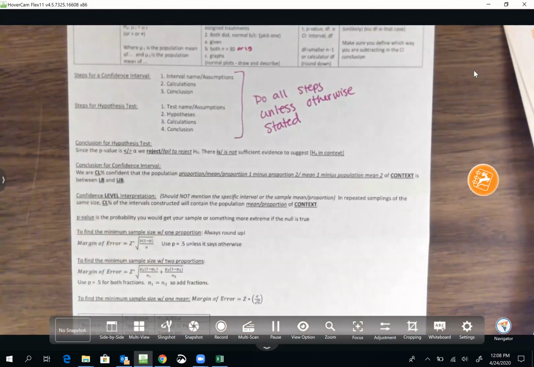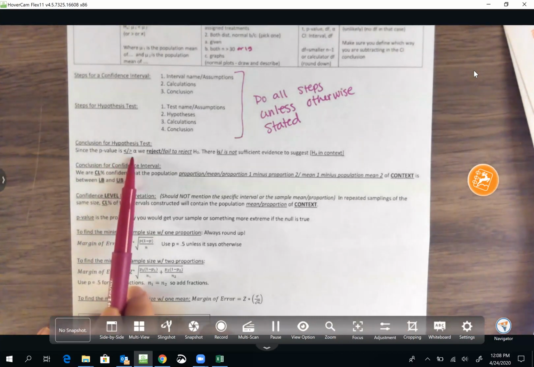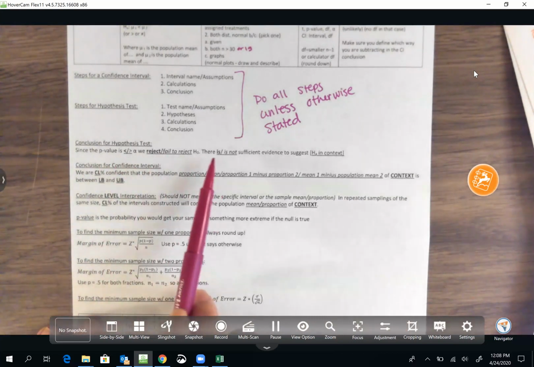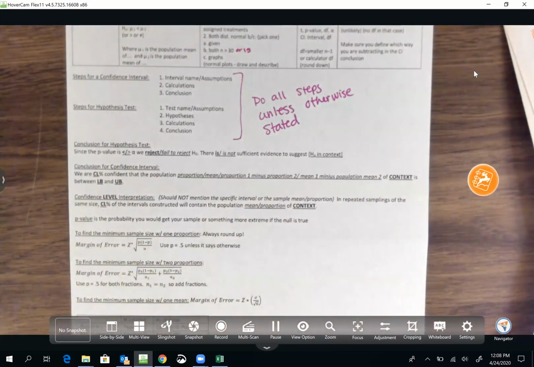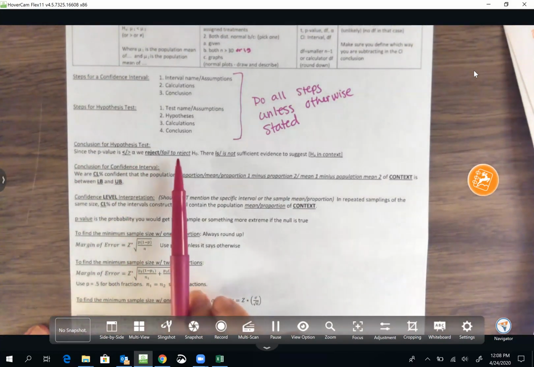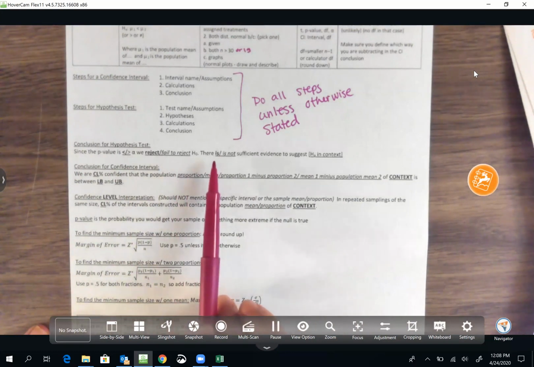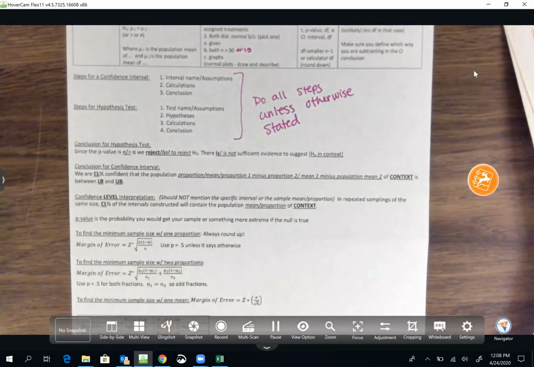Our conclusion for our hypothesis test, we've been doing this long enough. I hope you know it by now. If not, you definitely need to know it before the day of the test. Since the p-value is less than alpha, we reject H0. There is sufficient evidence to suggest, and then you write HA or the question in context. Or if the p-value is greater than alpha, we fail to reject H0. There is not sufficient evidence to suggest whatever HA is.